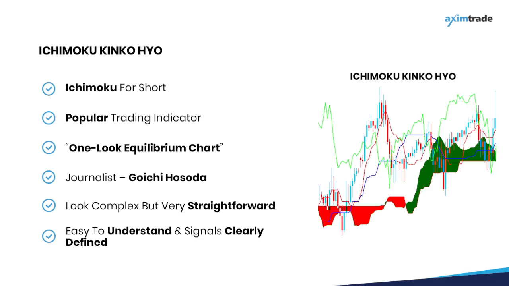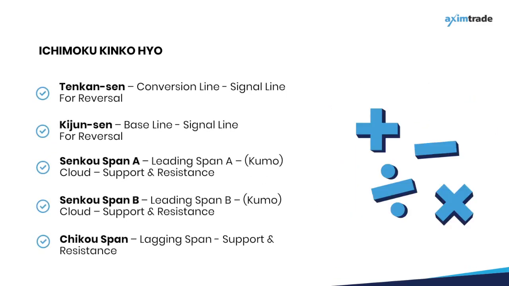On the surface, the Ichimoku indicator can seem complex when viewed on a price chart, but it is actually a very straightforward indicator. The concepts are easy to understand and the signals are clearly defined. Let's look at the features of this indicator and how to interpret it. The Ichimoku indicator consists of 5 components.